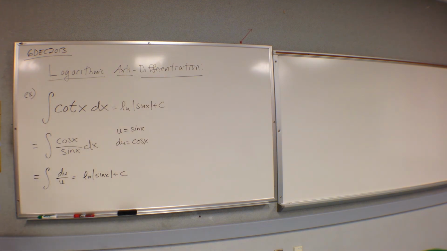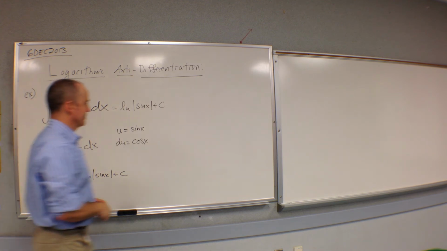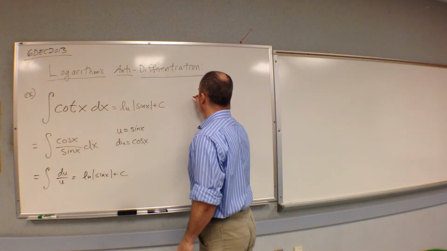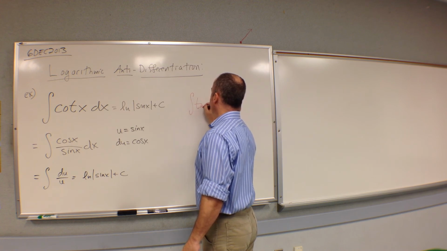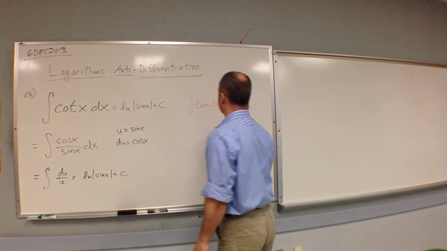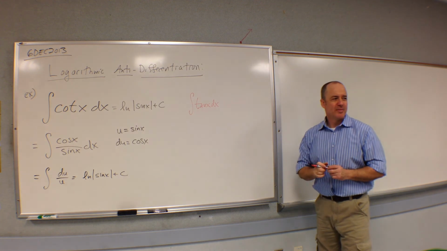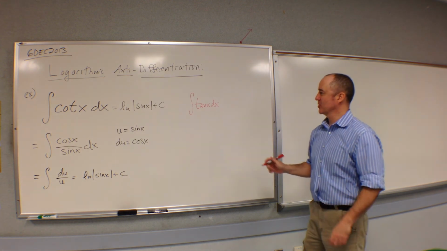So cotangent antiderives to the natural log of sine x. What do you think tangent antiderives to? Right over here. The natural log of cosine. Let's work it out to be sure. Secant. Or no, cosecant. I can't even think. You're making logical guesses, but let's work it out a bit.